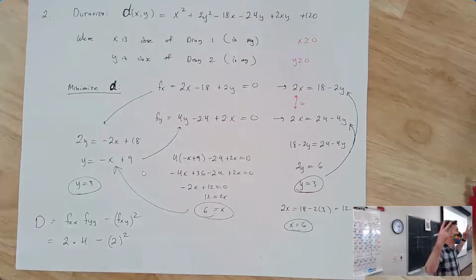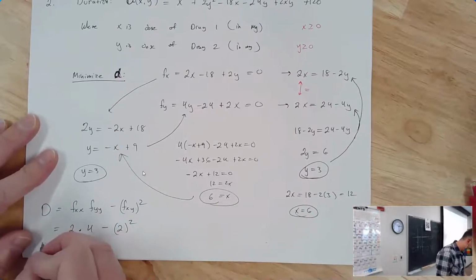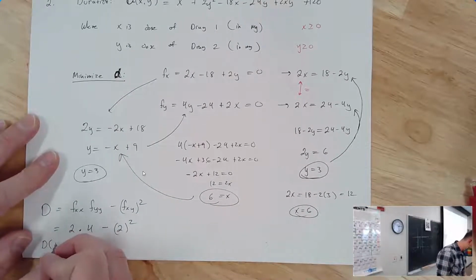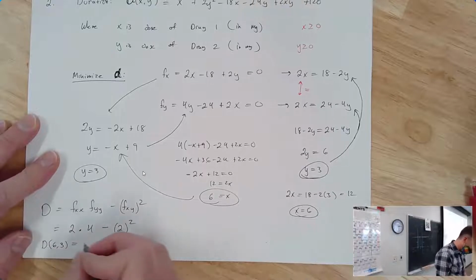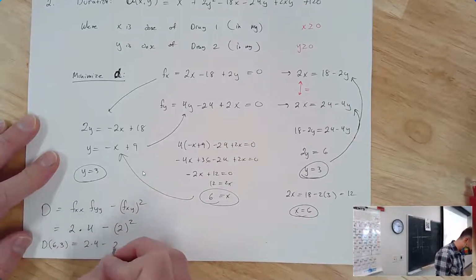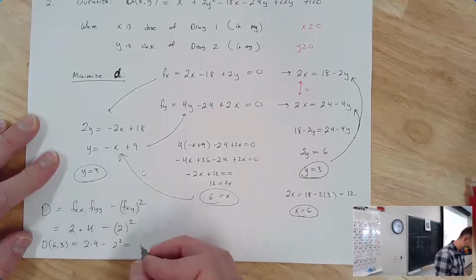And now I'm going to plug in my point. But there's no x's or y's to actually plug it into, right? This thing is just always the same. So I'll point out that if you plug in x equal to 6 and y equal to 3, you still get 2 times 4 minus 2 squared, which is equal to 4.